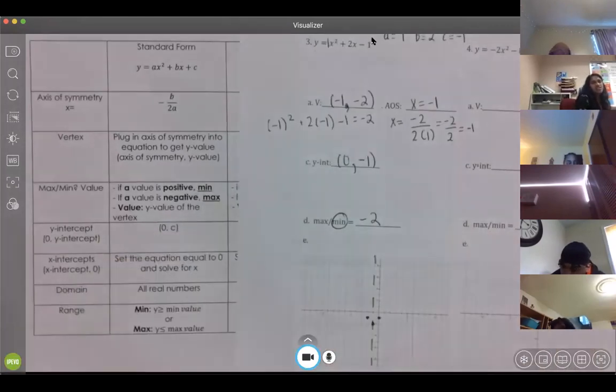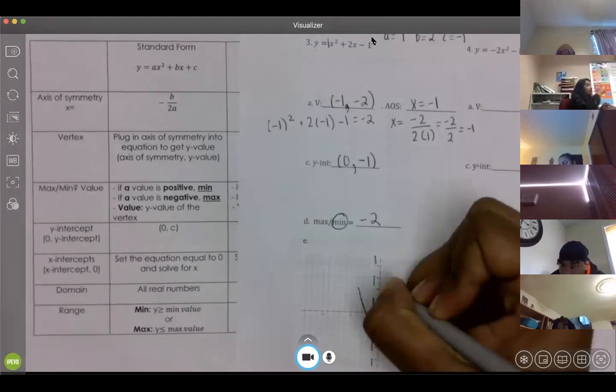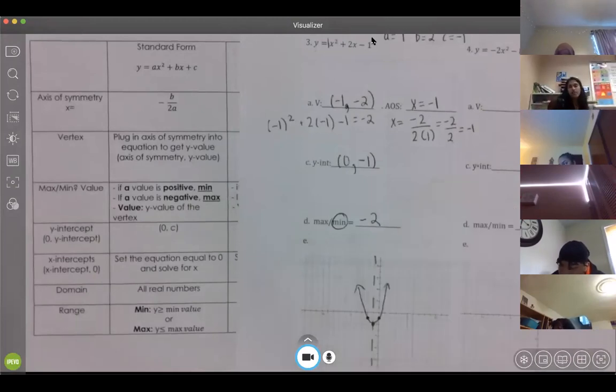I know they're kind of close together. Do your best. On Big Ideas Math, it's kind of nice because once you plot your 3 points, it will automatically draw the line for you. So you don't really need to worry as long as you get the 3 points. Any questions about that?